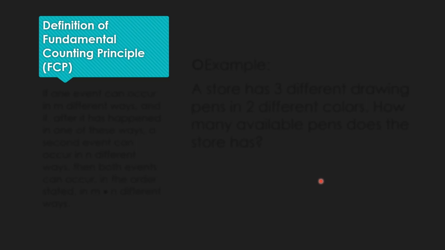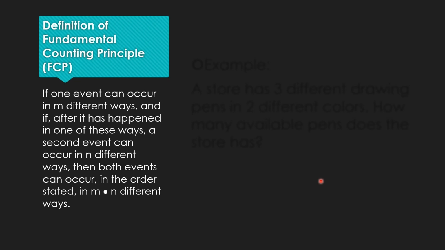This definition is taken from the book Lial's College Algebra, and it says that if one event can occur in m different ways, and if after it has happened in one of these ways, a second event can occur in n different ways, then both events can occur in the order stated in m times n different ways. So this concept is quite abstract, I understand. It's a bit hard to understand, and I think we can appreciate it more if we go deeper with an example.